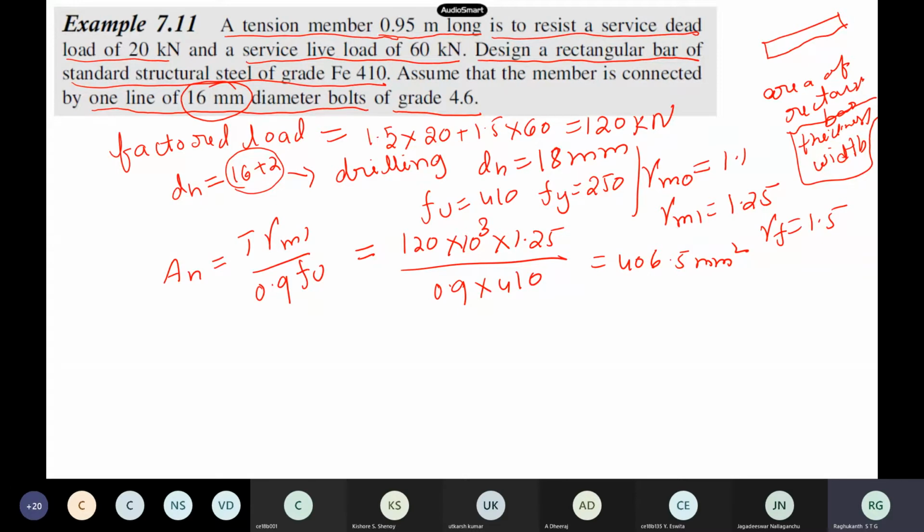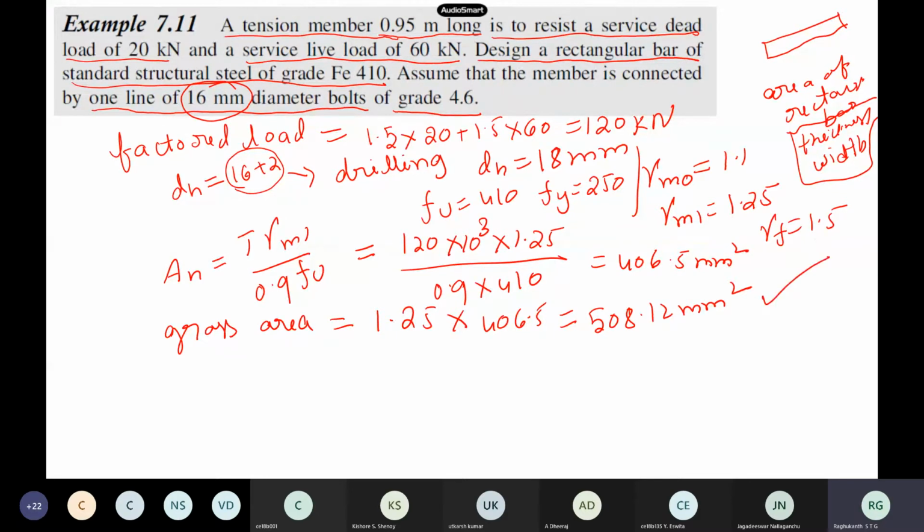Now to find the estimated gross area from this net tensile area, our code suggests you increase this value by 10 to 25%. In the worst case, if you do the 25% increase, 1.25 times 406.5 turns out to be 508.12 mm square. So this is one estimate of the gross area of the flat, which you have to use.